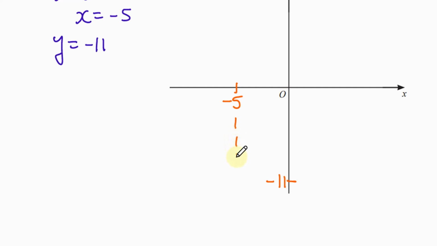So our turning point will be over here. And the graph will look something like this, so a parabola.